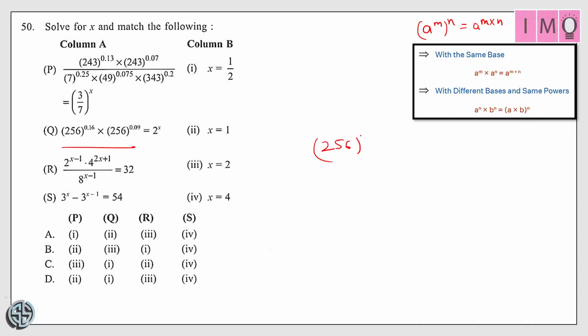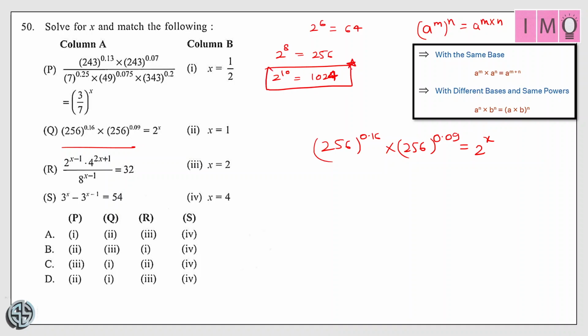256 to the power 0.16 multiplied by 256 to the power 0.09 is equal to 2 to the power x. Now you can see 256 is 2 to the power 8. Because 2 to the power 6, if you know, is 64, and you multiply again by 2, it becomes 128, again multiply by 2, it becomes 256. So 2 to the power 8 is equal to 256. You can remember that. You can also remember 2 to the power 10 is equal to 1024.